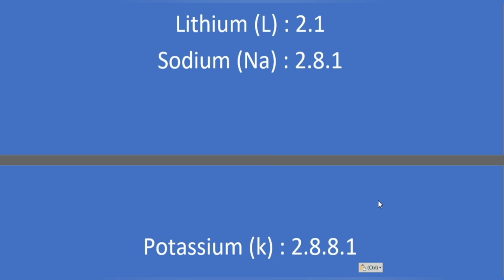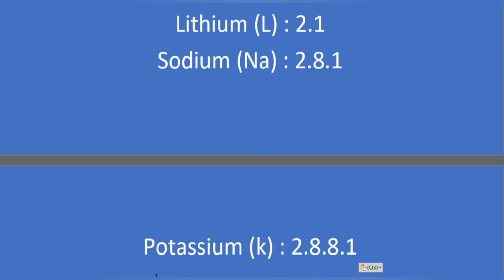The electron arrangement of the first three alkali metals is as follows. You have lithium 2.1, sodium 2.8.1, and potassium 2.8.8.1. So you say that they have something in common.